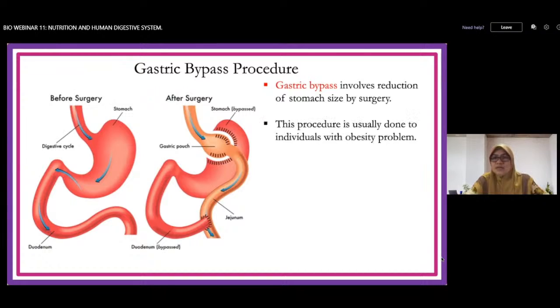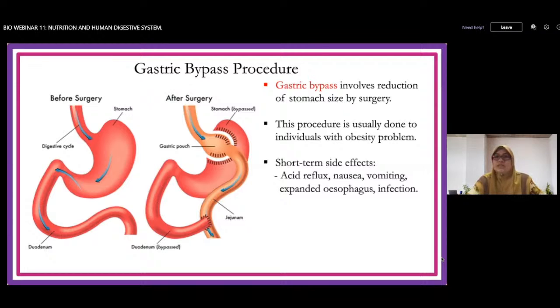Reduction of stomach size. Kecilkan sikit saiz perut melalui kaedah pembedahan. This procedure is usually done for individuals with obesity. Kalau seorang tu badan dia gemuk sangat and then dia nak kuruskan dalam jangka masa yang singkat, dia boleh guna kaedah ni lah. Tapi hati-hati, kamu tengok dia ada short term side effect. Short term side effect apa tu? Lepas buat surgery ni, pembedahan ni, boleh menyebabkan acid reflux. Acid reflux ni dalam bahasa Melayu kita panggil heartburn.